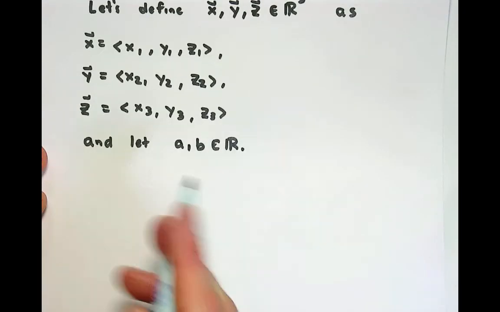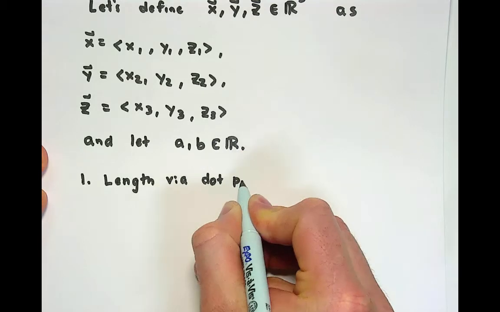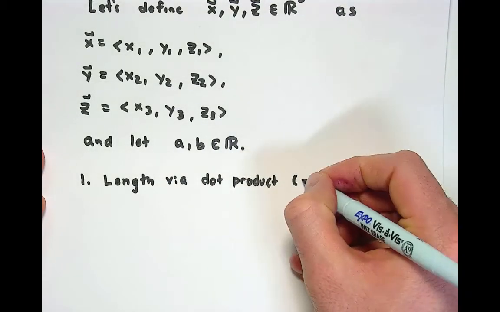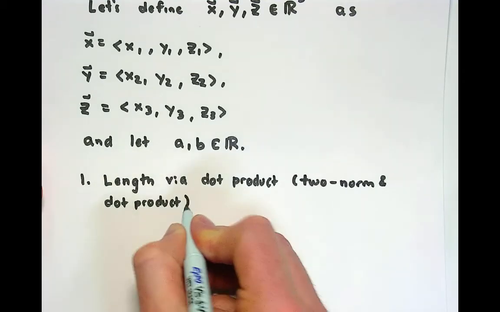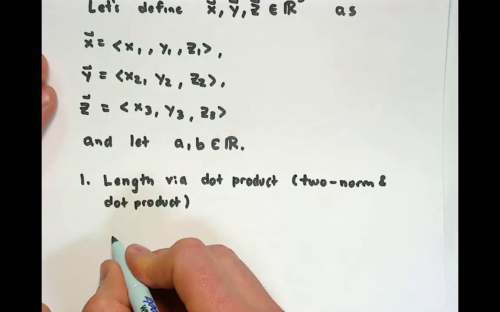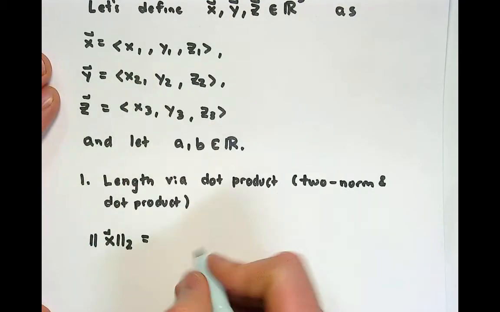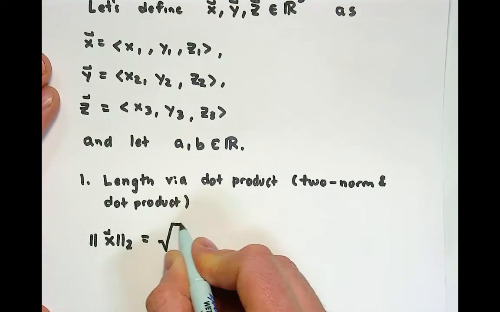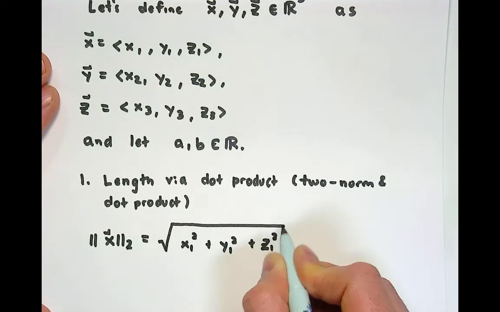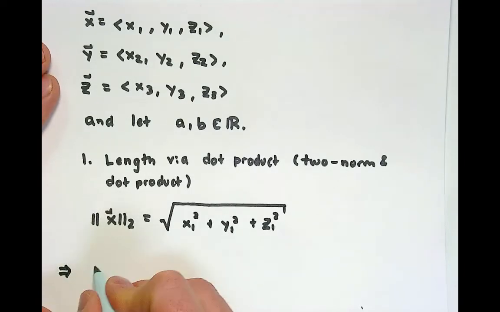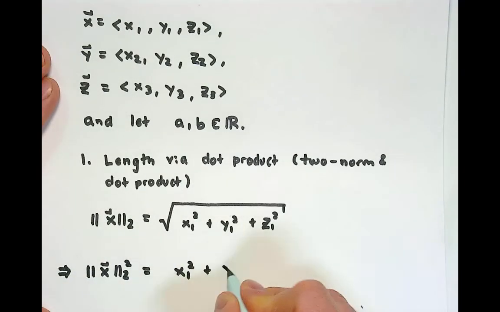The first algebraic property we're going to look at, I'm going to call length via the dot product. Another way to say this is the 2 norm and the dot product. Let's remember that the 2 norm of the vector x was the sum of the squares of the components square rooted. This was the square root of x1 squared plus y1 squared plus z1 squared, where this came from lesson 2. That means that if I squared both sides, I would get the sum of the squares.